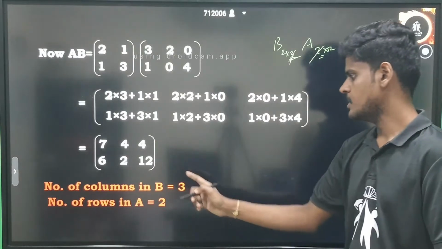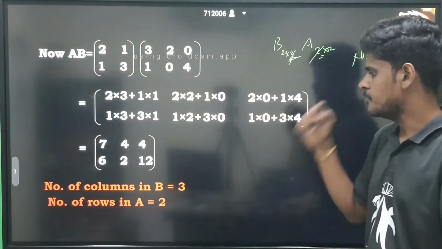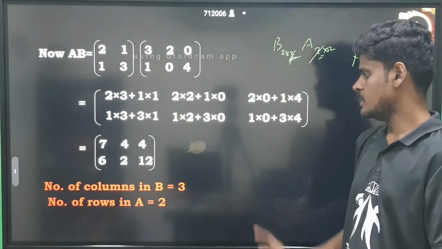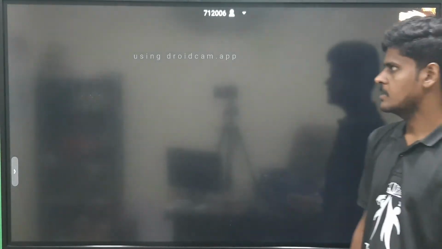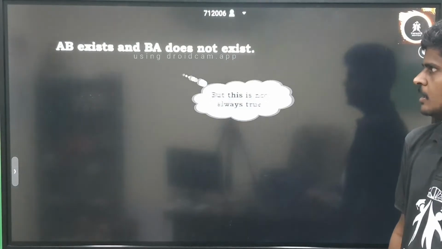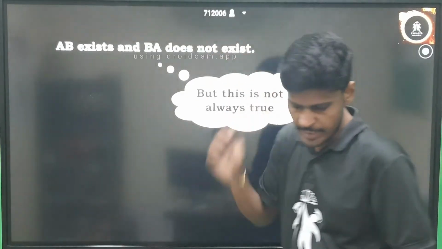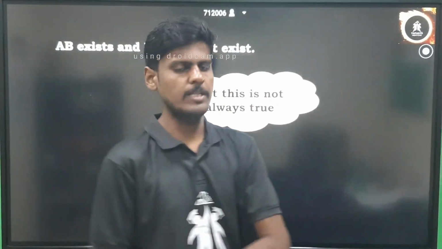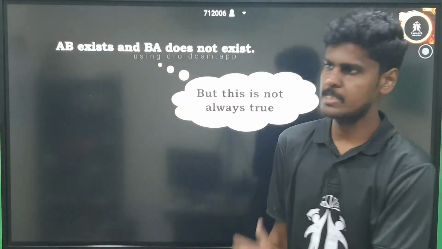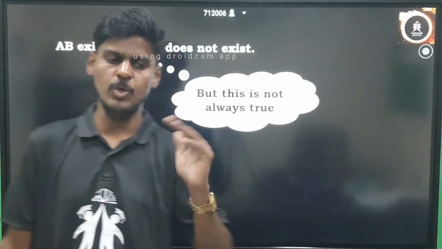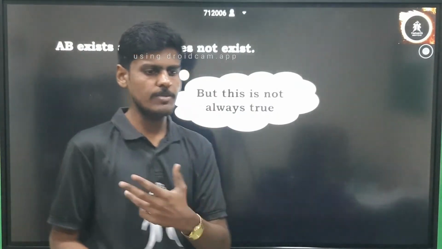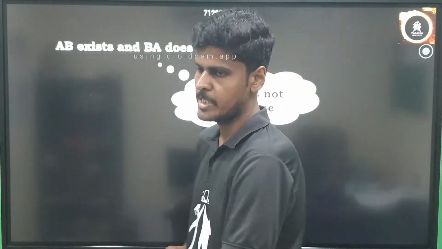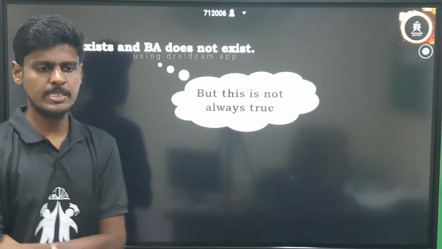The number of columns in B matrix is 3. The number of rows in A matrix is 2. As these two values are not the same, it is not possible to find BA matrix. So what we understand is AB matrix exists and BA matrix does not exist for this example. Or sometimes BA matrix exists, AB does not exist. Or sometimes both the matrices can exist. Both exist only when both are square matrices.